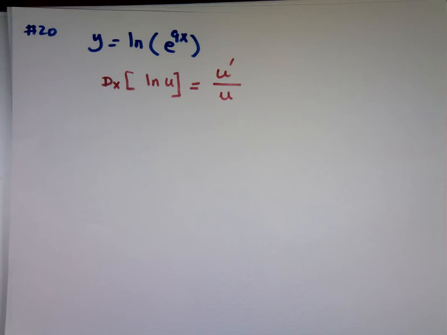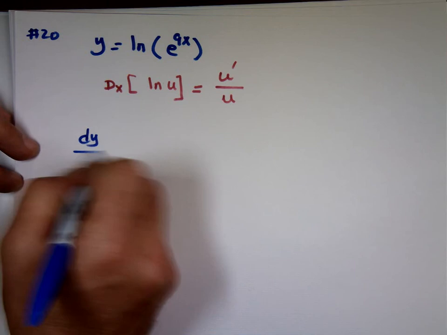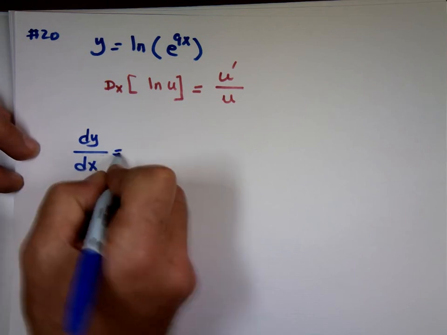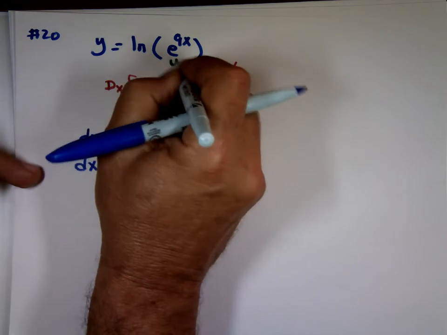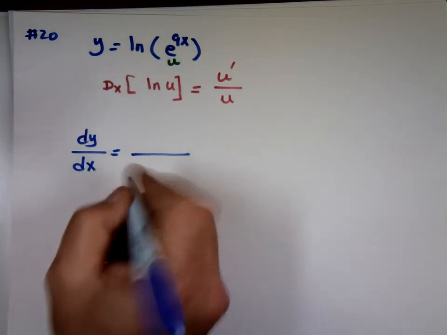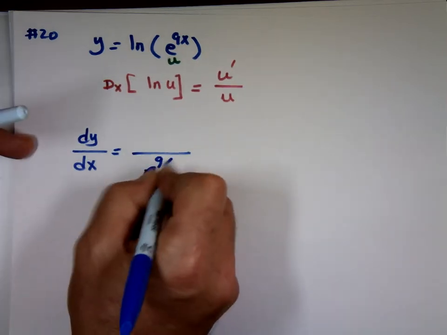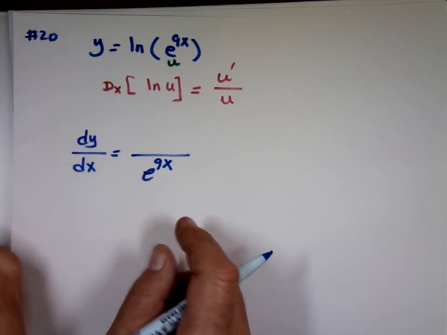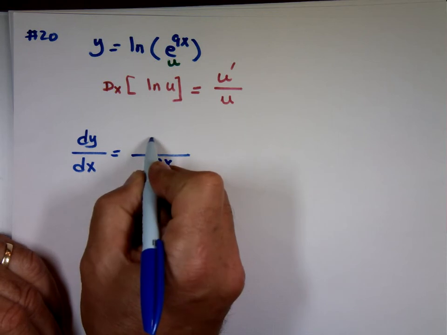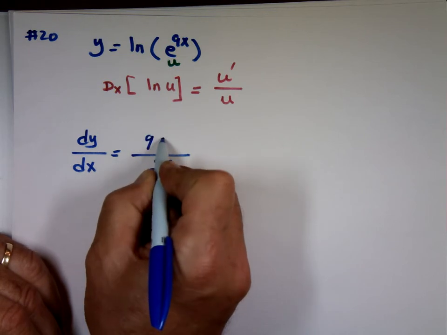What is u in this example? u is e to the 9x. So dy dx is going to be, this is u here, so on the bottom is going to be e to the 9x. On the top is going to be the derivative of that. What's the derivative of e to the 9x? 9 e to the 9x.